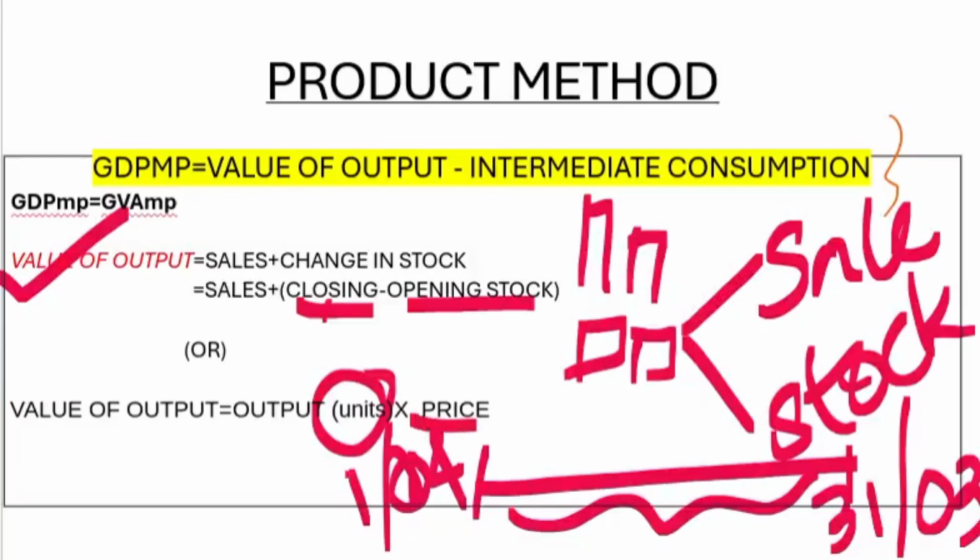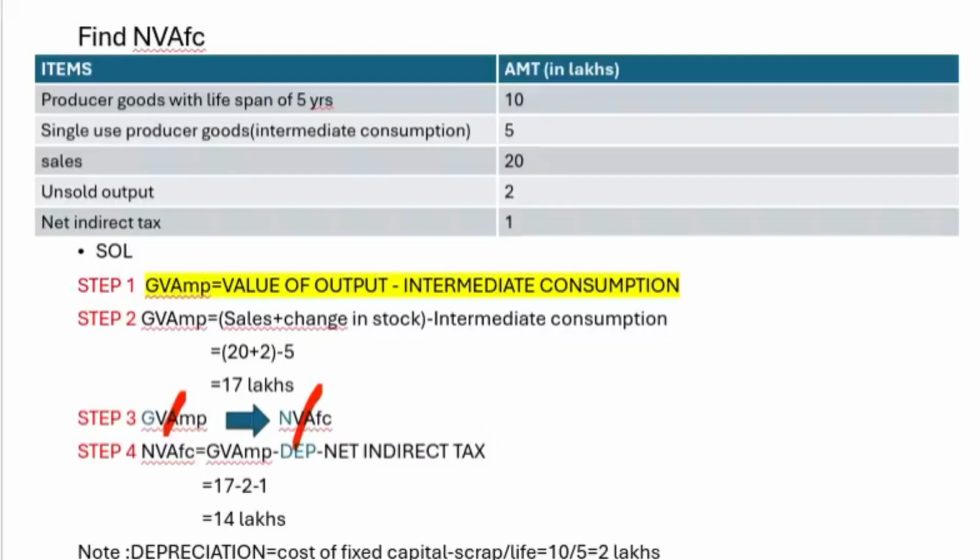another formula, that is units into price, which is, as we need the value to be in rupees, units into price, which is less often asked. Now, GDP-MP is also called GVA-MP, gross value added at market price. Now, we have an example.